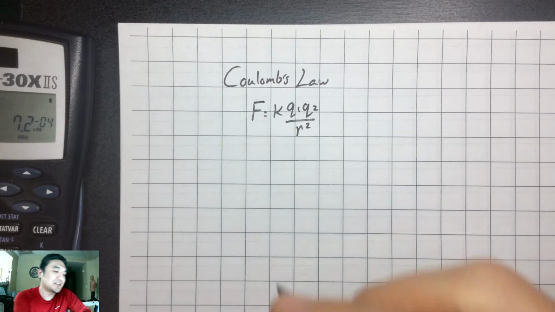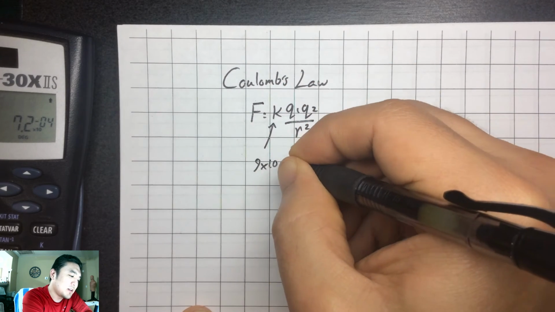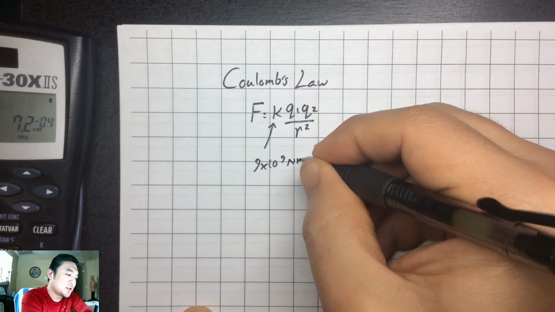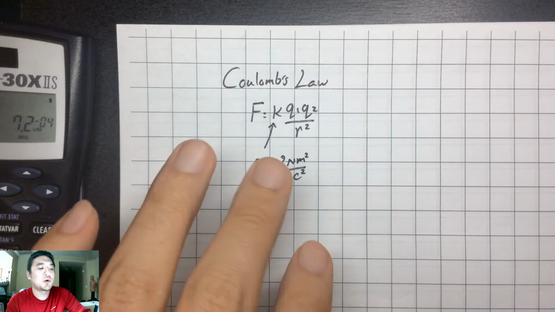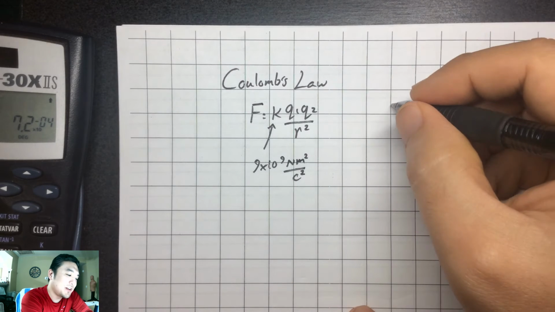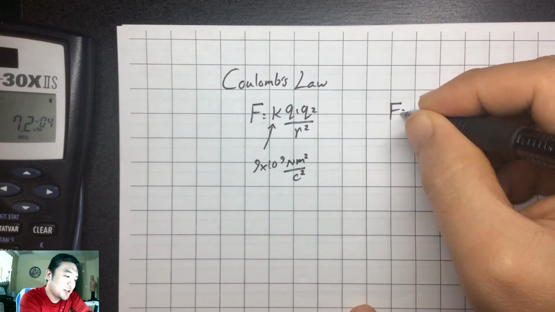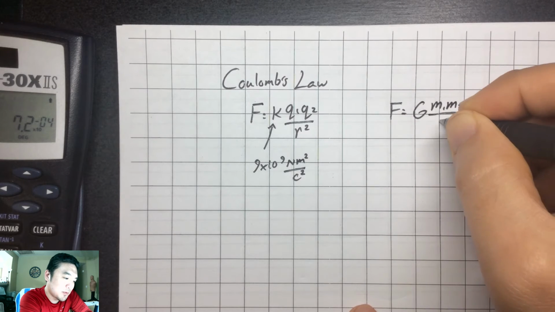And then k is this interesting constant here. It's about 9 times 10 to the ninth newton meter squared over coulomb squared. And we need these units for it to work out with this equation. But it's pretty big. The other equation that this looks a lot like is your force of gravity equation when we're dealing with, not just on the Earth, but with any two masses. And that equation is big G m1 m2 over r squared.